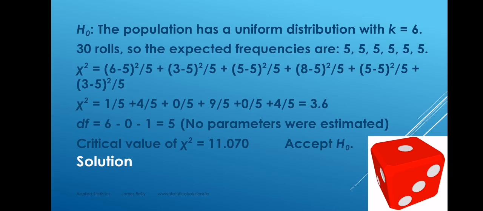Our calculated value is a modest 3.6, which is in the acceptance region. So we accept the null hypothesis. There's no evidence in that data set that the die is not fair. So we accept the hypothesis of a fair die.